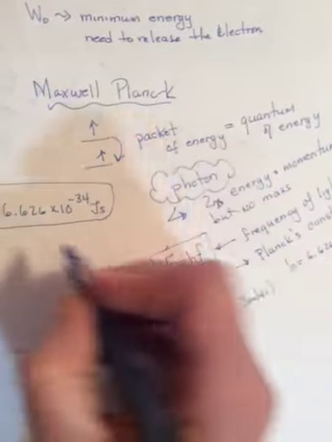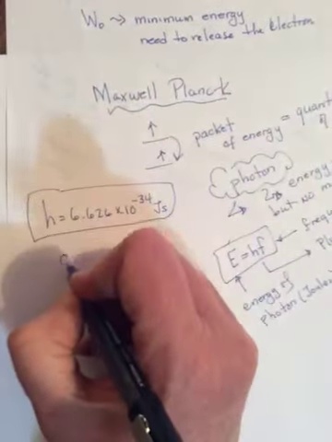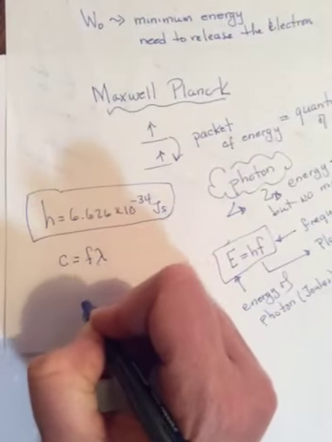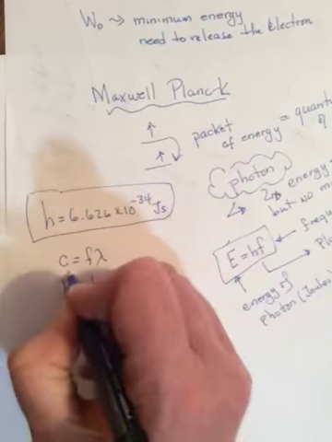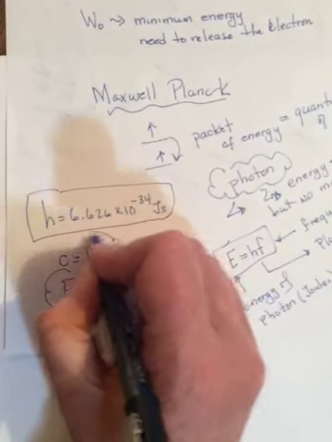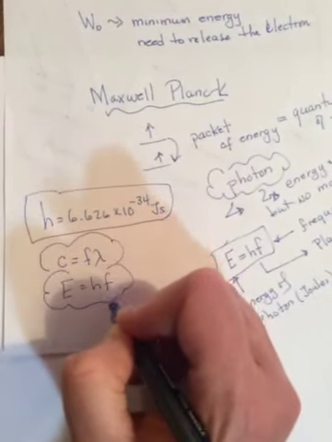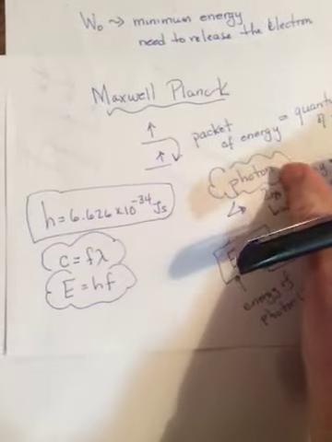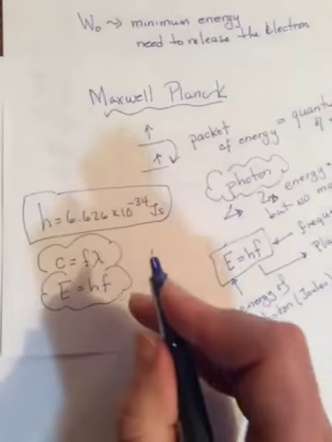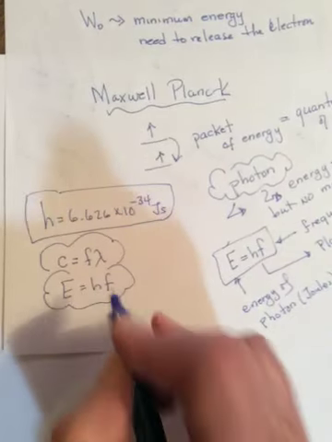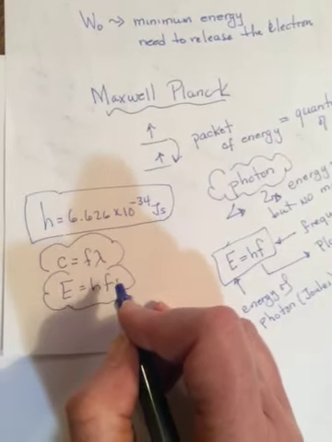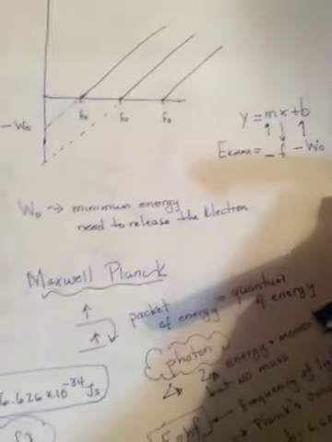Okay, and remember that we also know that the speed of a photon is c equals f lambda. So we have E equals hf and we have c equals f lambda. So obviously if we know the wavelength, we can find the frequency and we can get the energy. Okay, so that's a little sidetrack, but it's a little sidetrack that's important because Einstein uses what Planck found to describe what's going on in the photoelectric effect.